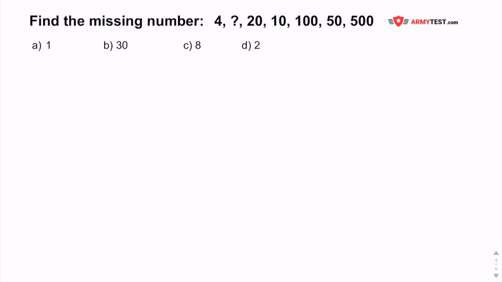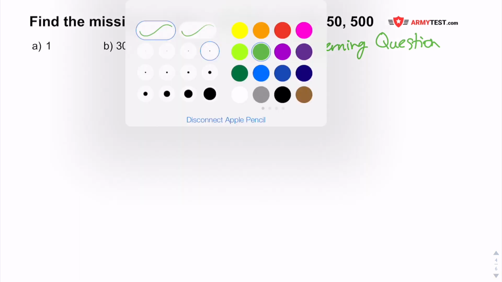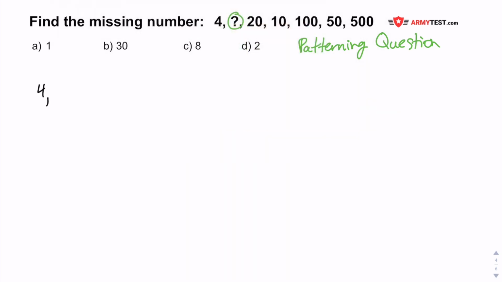This one is kind of like a patterning question. It says, find the missing number. It gives you 4, blank, 20, 10, 100, 50, 500, and it gives you options of 1, 30, 8, and 2. So this is the missing number. I'm just going to rewrite this here: 4, blank, 20, 10, 100, 50, 500.